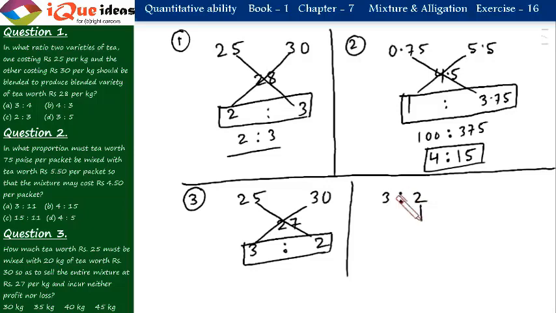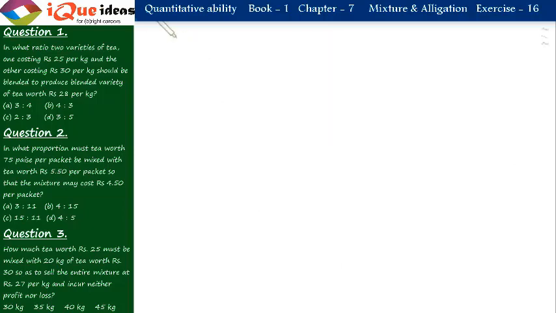Now it's given here that the first one is 20 kg. No, the second one is 20 kg. So this 2 stands for 20 kg. Alright. So how much will 3 stand for? Very clearly 2 times 10 is 20, so 3 times 10 will be 30 kg. So the required quantity of the first one is 30 kg. 30 kg is the answer to this question. Okay.